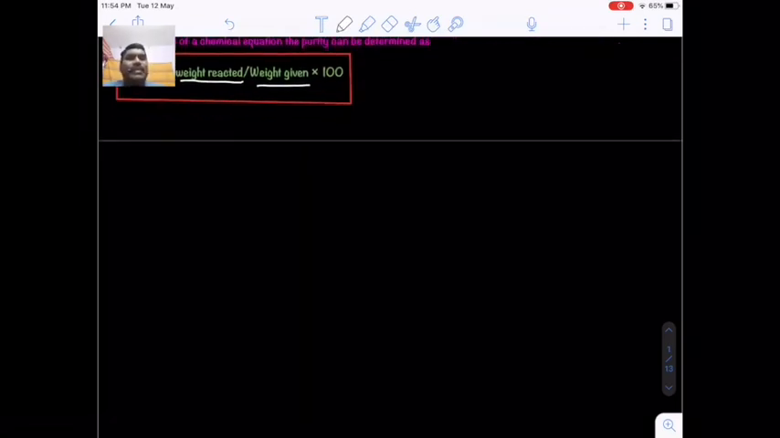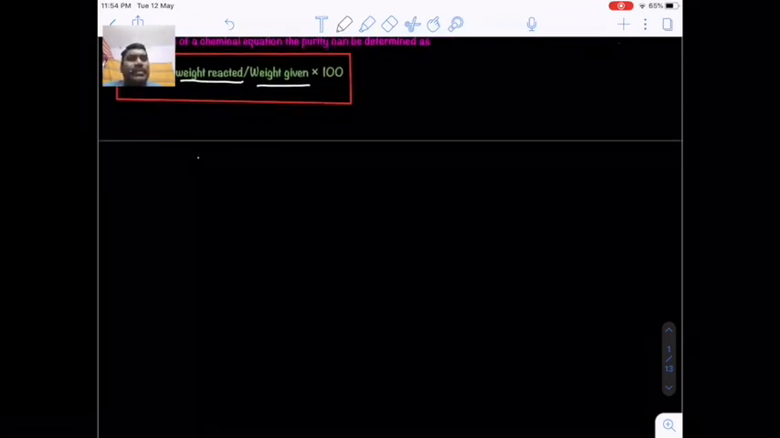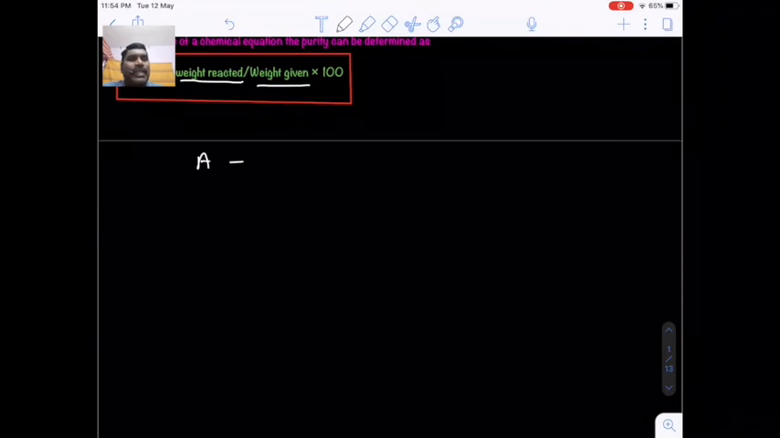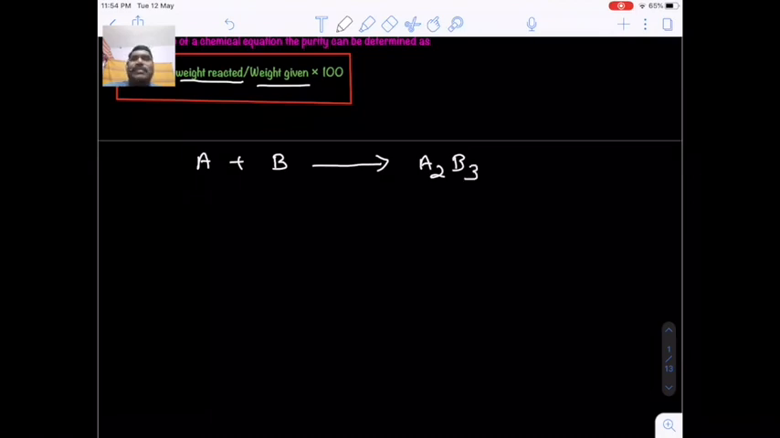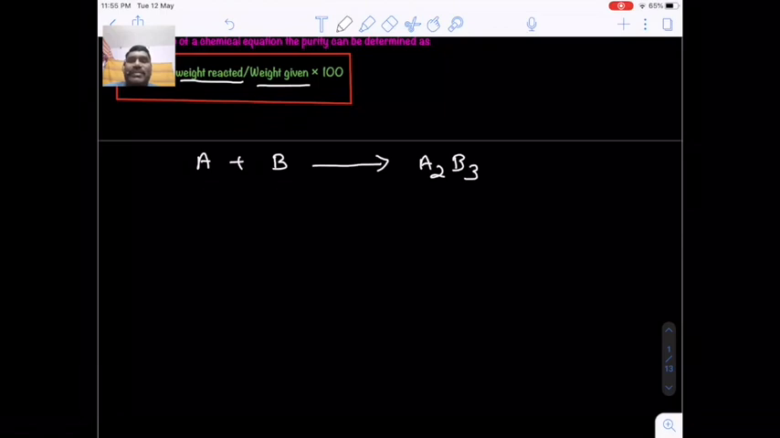Now here, how to calculate the limiting reagent? Let's suppose I have A and B, two reactants. When they combine, they give A2B3, one product. First of all, we have to balance the given equation. How many atoms of A on the right side? 2, so I am writing 2 here. How many atoms of B on the right side? 3, so I am writing 3 here.